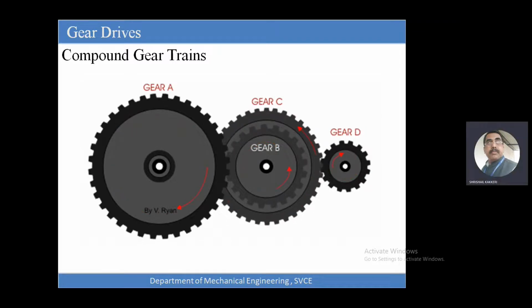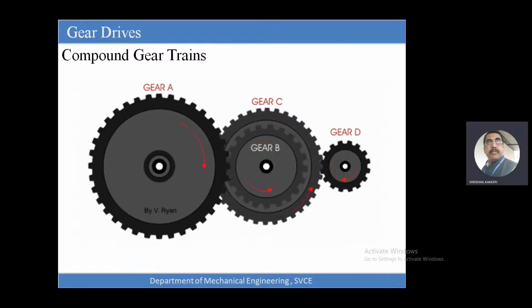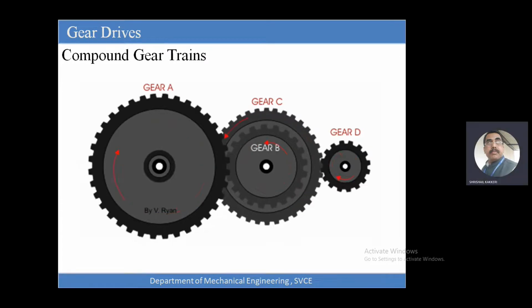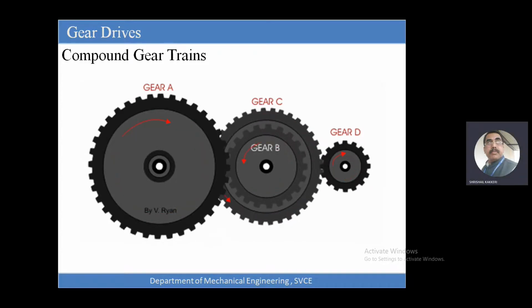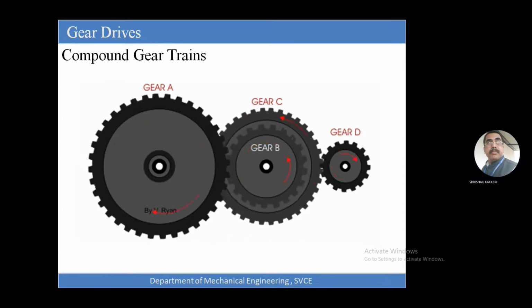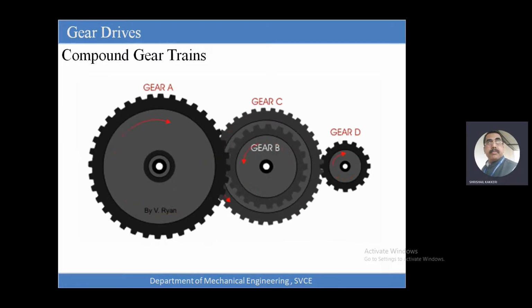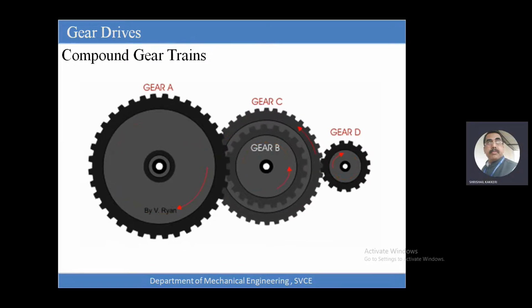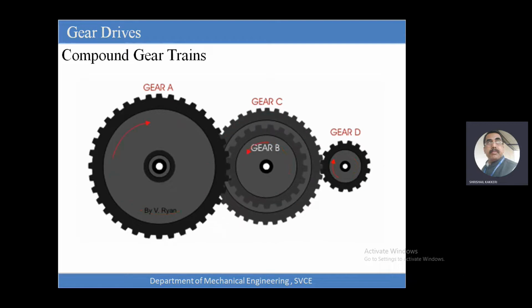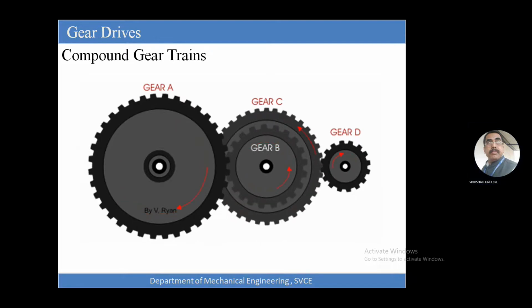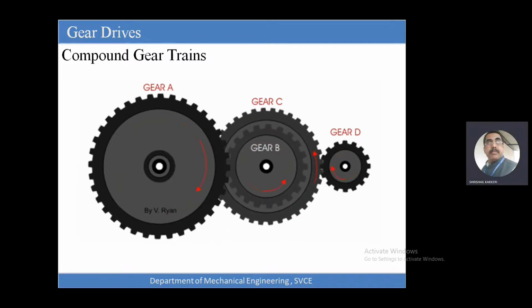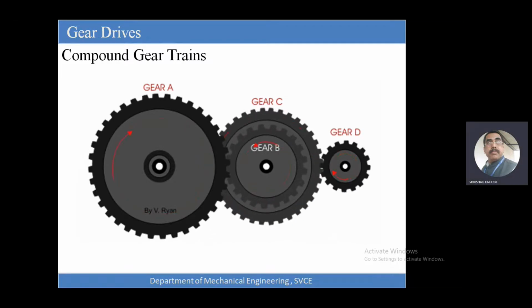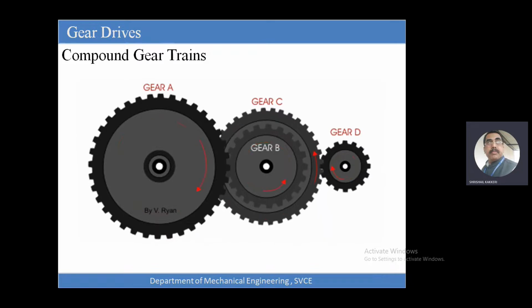Now another one. Okay, now let me find out the velocity ratio of this compound gear train system. Multiplying NB by NA into ND by NC, that is equal to TA by TB into TC by TD. This is the velocity ratio of this system.